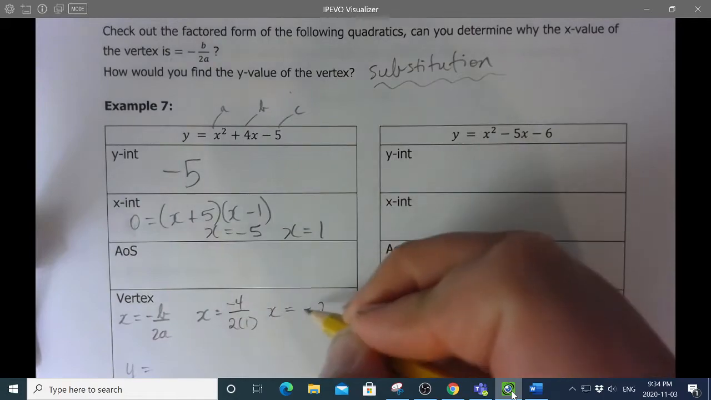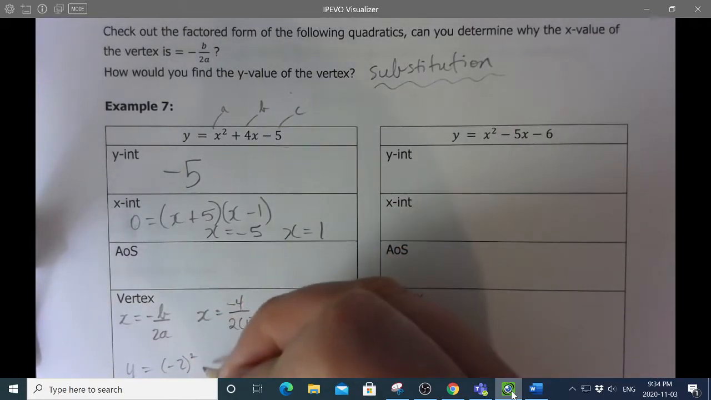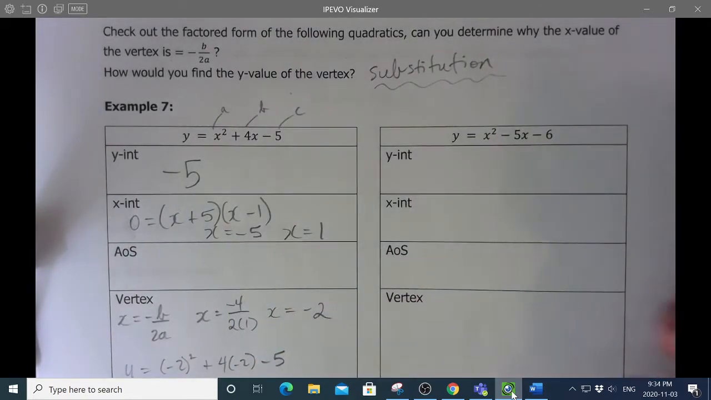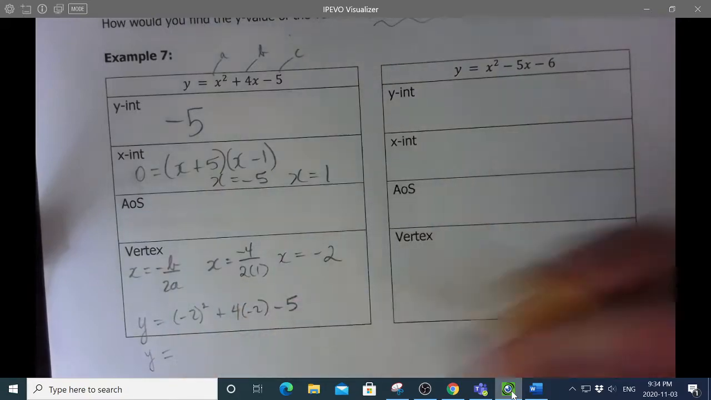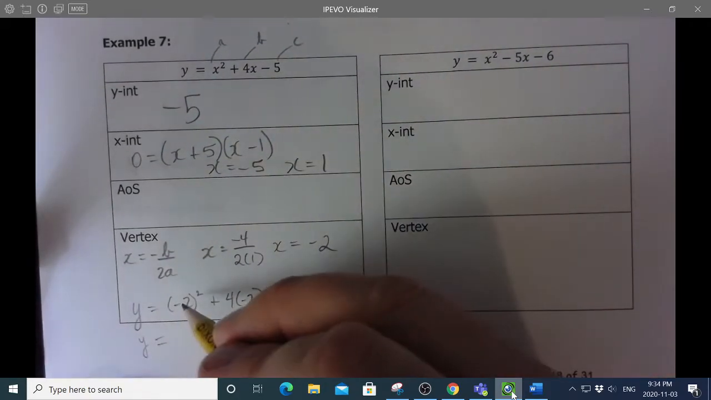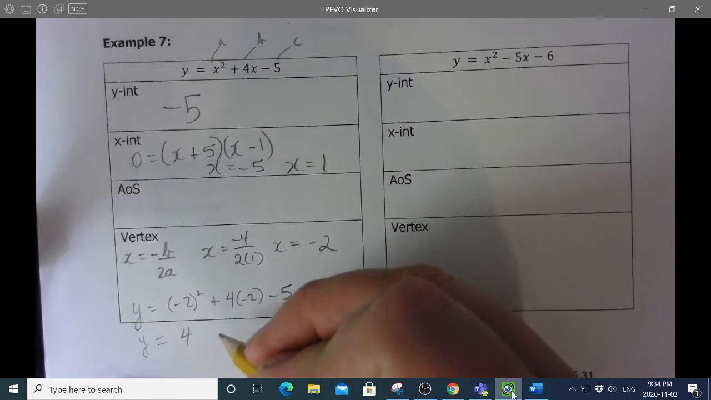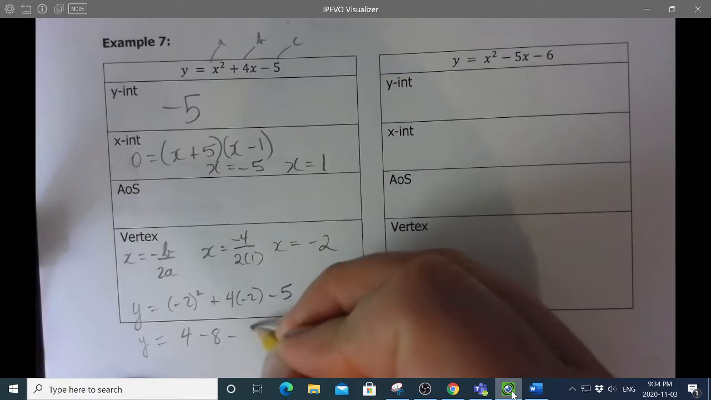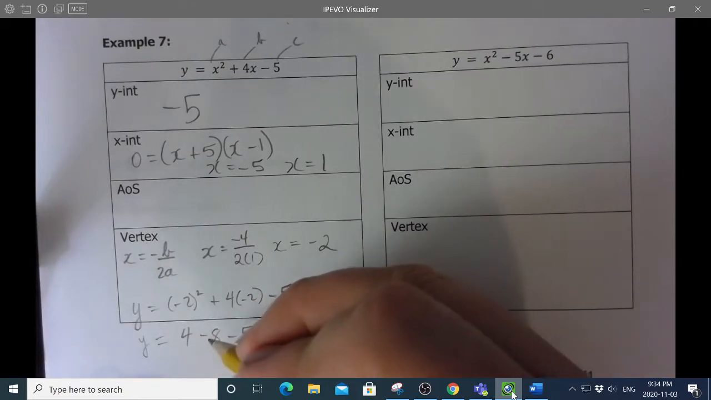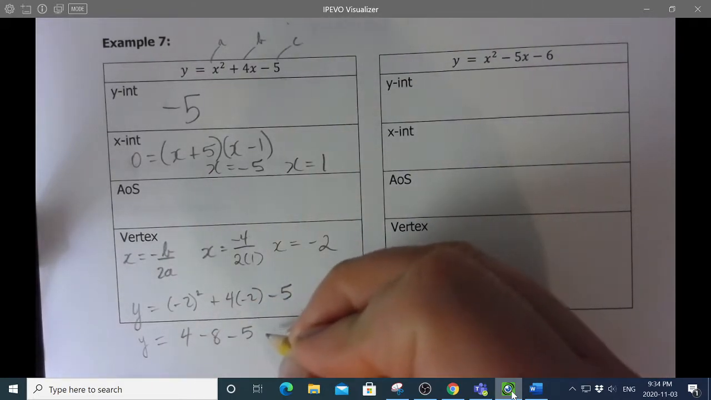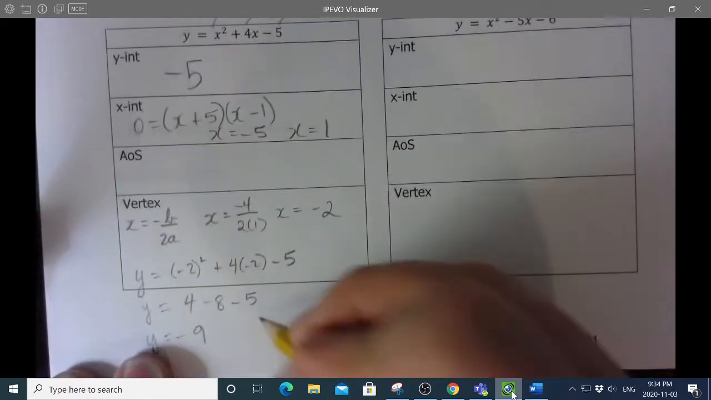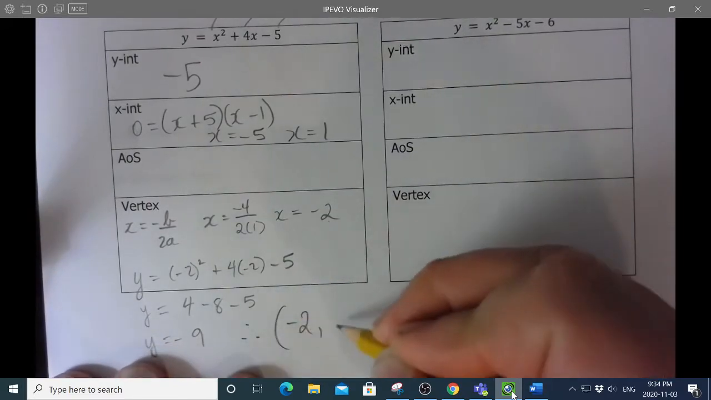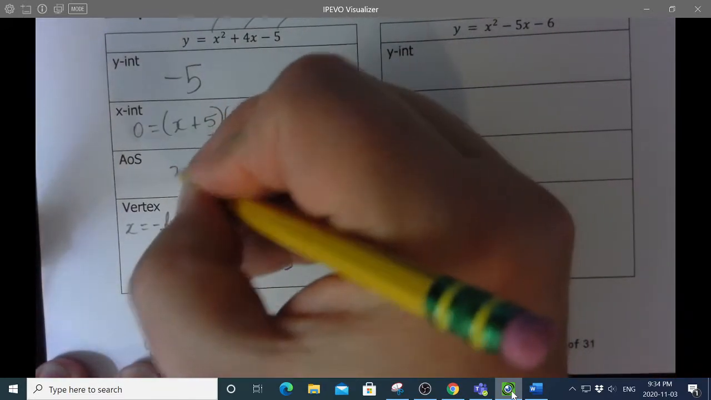So that's going to be y is equal to (-2) squared plus 4 times -2 minus 5. So that y coordinate is 4 minus 8. Remember that negative gets squared, so it's gone. 4 minus 8 minus 5. So 4 minus 8 is -4. -4 minus 5 is -9. So therefore, my vertex is x is -2, y is -9, and my axis of symmetry then is x equals -2.